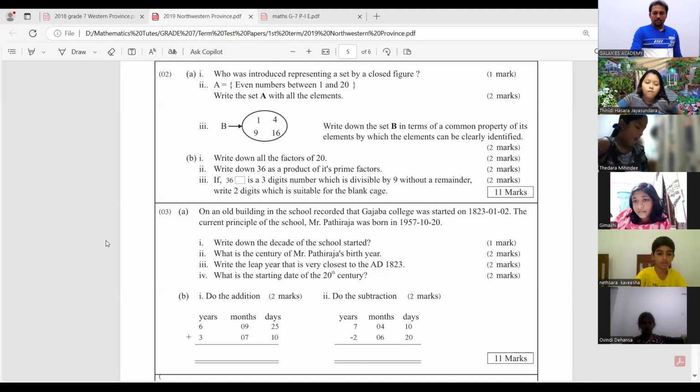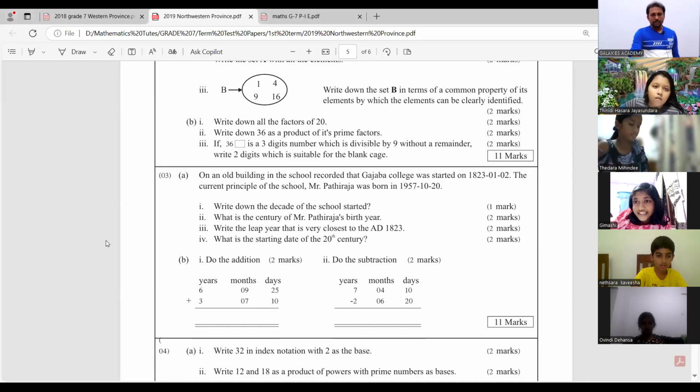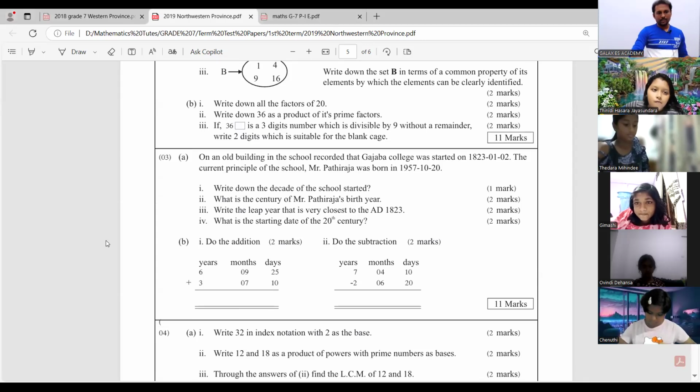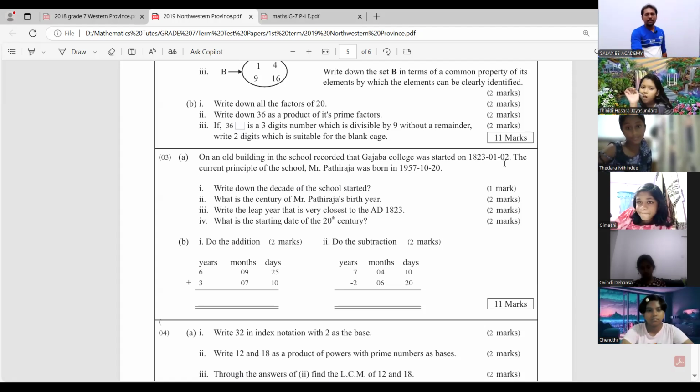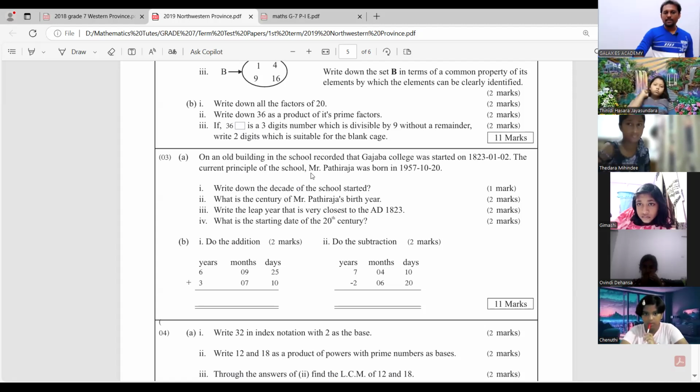Now I'm going to do the third question. Look at the simple A part. On an old building in the school, it is recorded that Gajaba College was started on 2nd of January 1823. The current principal of the school, Mr. Pathiraj, was born on 20th of October 1957.